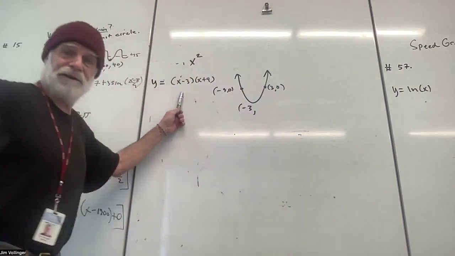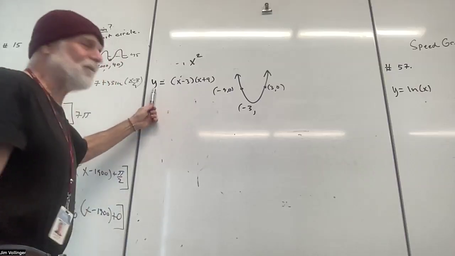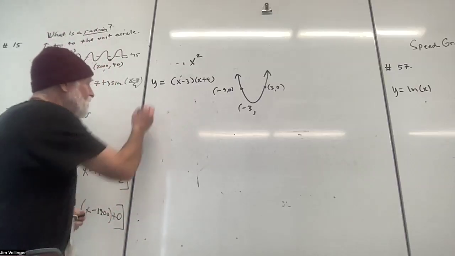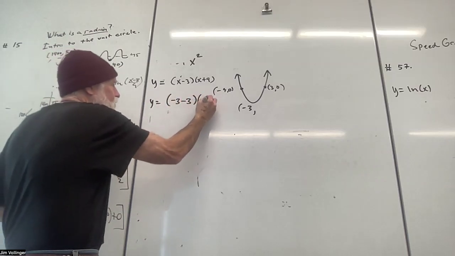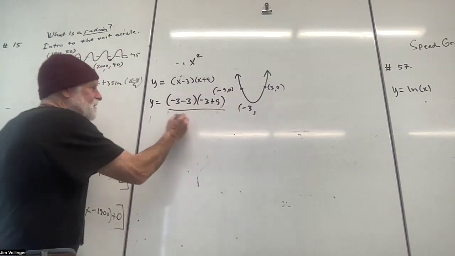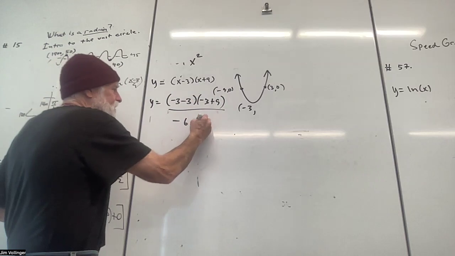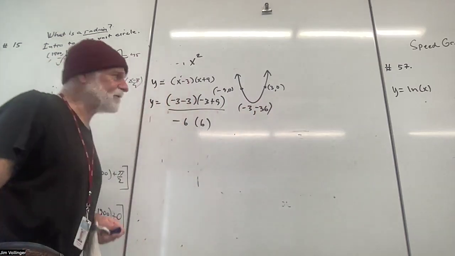I need to find a calculation to do that. Oh, there's a calculation up here. If I put in a certain x value, it tells me the y value. Oh, so this y value is -3 minus 3 times -3 plus 3. I'm learning how that works. Oh, that's -6 times 6. Looks like it's -36.